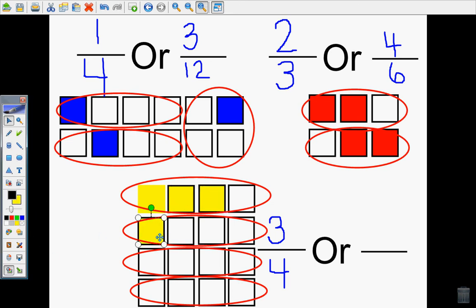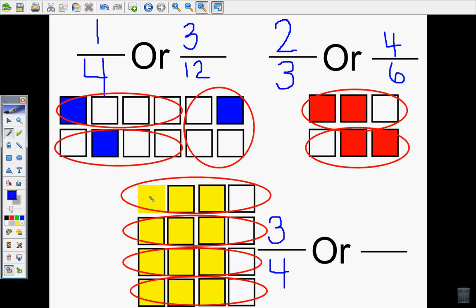I would want 1, 2, 3 colored in, because that would be 3 out of the 4. I want 1, 2, 3 colored in, because that would be 3 out of the 4. And then I want 1, 2, 3 colored in, because that would be 3 out of 4.